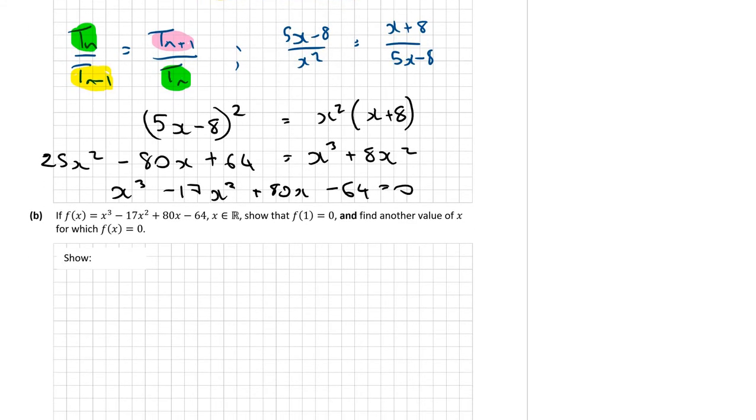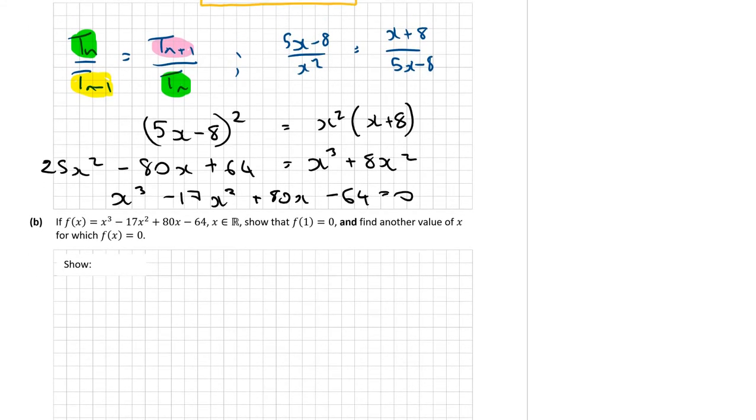You're then told that if that cubic, because we know it's a cubic because the highest power of x is cubed, is true, show that f of 1 is equal to 0. Well, what that means is just plug in 1 for x. So we're going to have 1 cubed minus 17 times 1 squared plus 80 times 1 minus 64. And we're going to show that's equal to 0 because we've got 1 minus 17, which is minus 16, plus 80, which is plus 64, minus 64. That is equal to 0. So that is true.